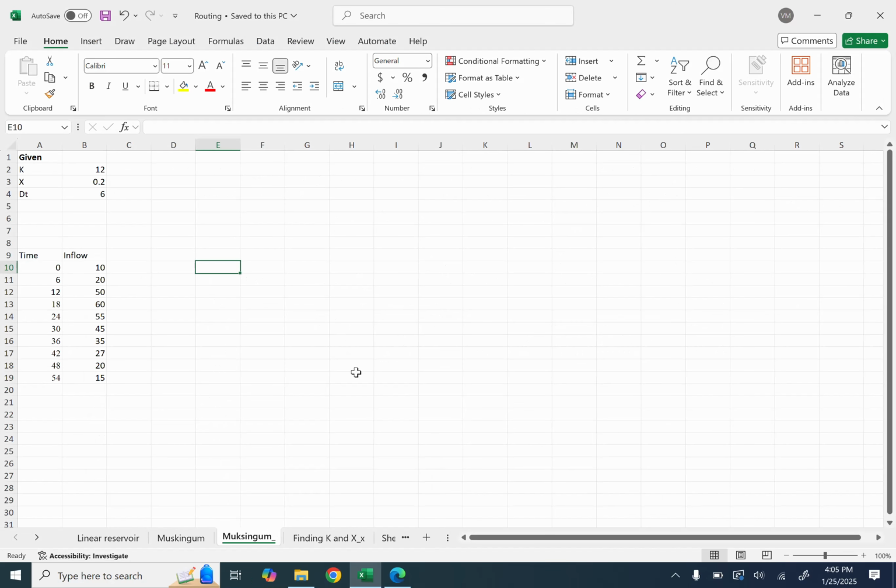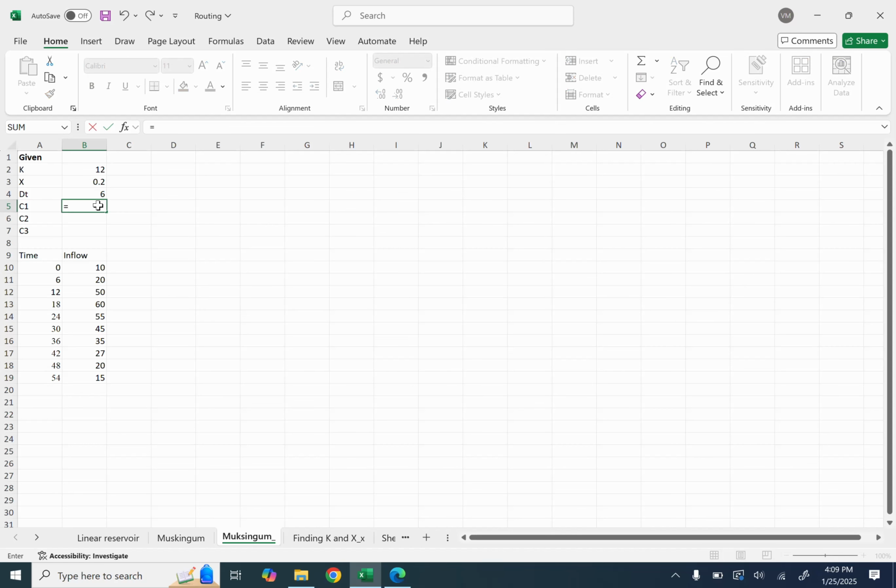So this is my Excel sheet here. Again, K, X and delta T is given, inflow hydrograph is given. We can either calculate C1, C2, C3, or we can just get those from our manual calculation, but let's do it in Excel. So let's calculate C1.